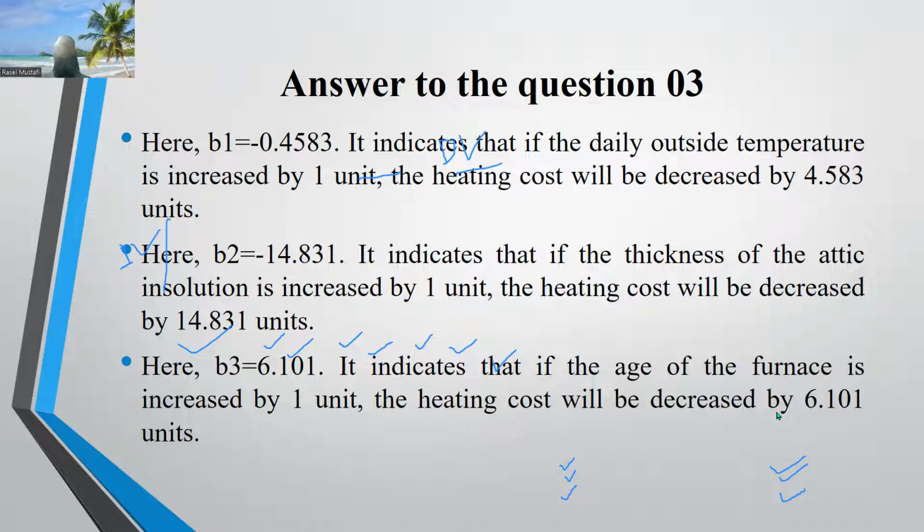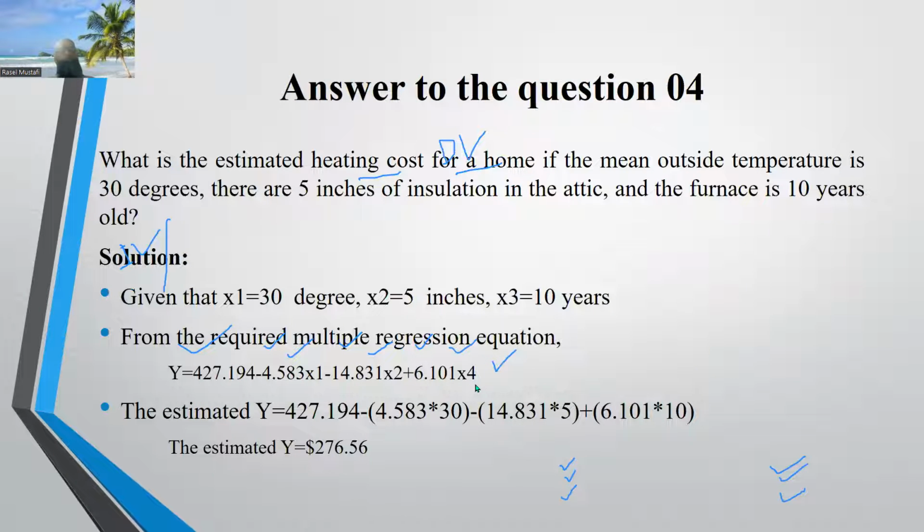That means the thickness of attic insulation acts as an obstacle, a barrier against wind and cold weather. Okay. Here, beta 3 equal to 6.101. It indicates if the age of the furnace is increased by 1 unit, that means heating cost will be increased by 6.101 units. Okay.